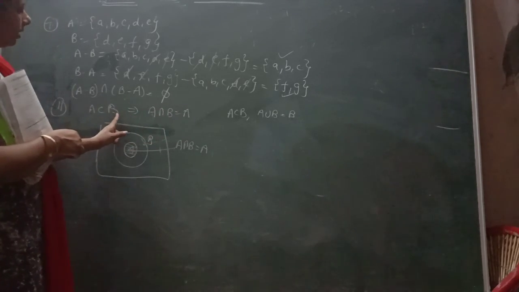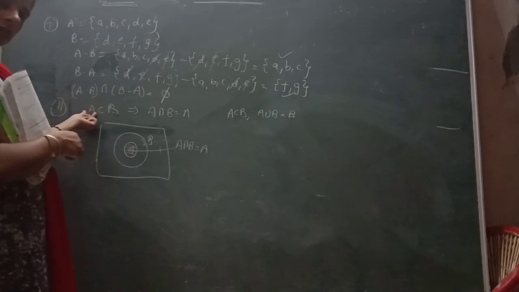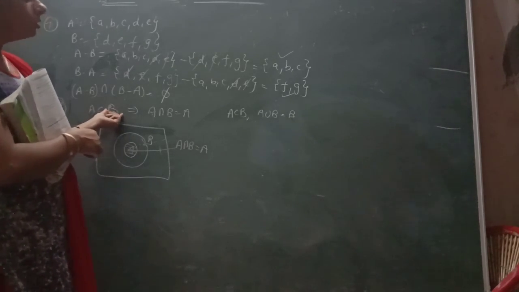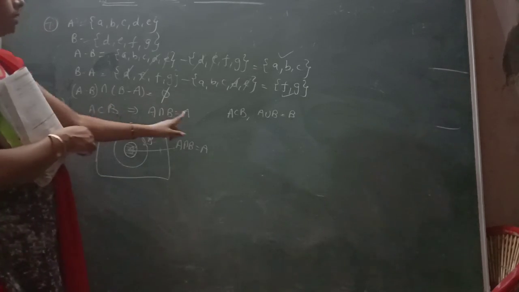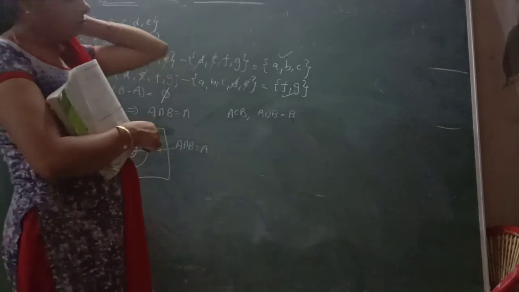If A is contained in B, A is a proper subset of B, then A is the shortest and B is the longer or largest set. So the shortest will be the answer for the intersection and the largest set will be the answer for the union.